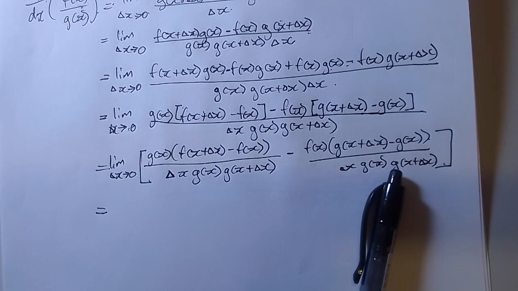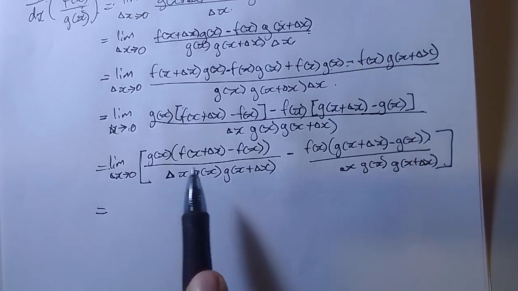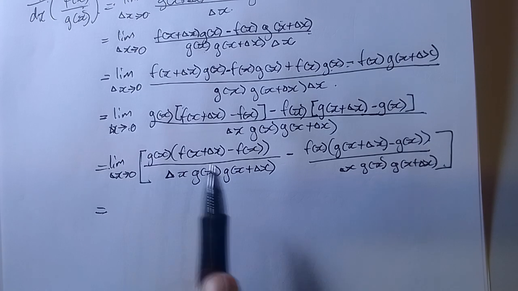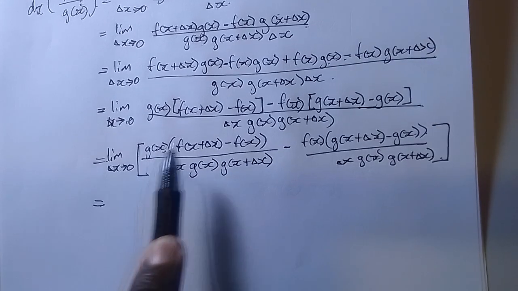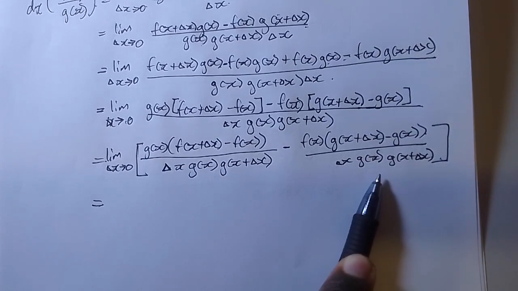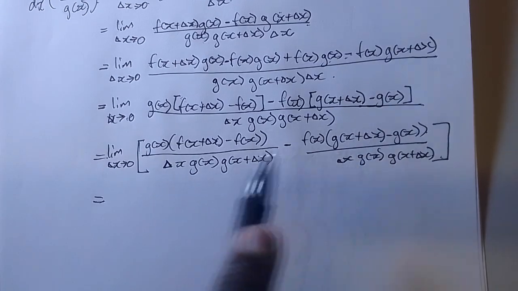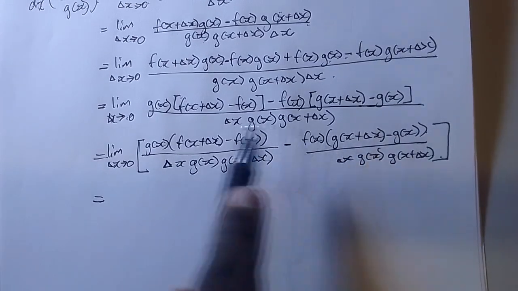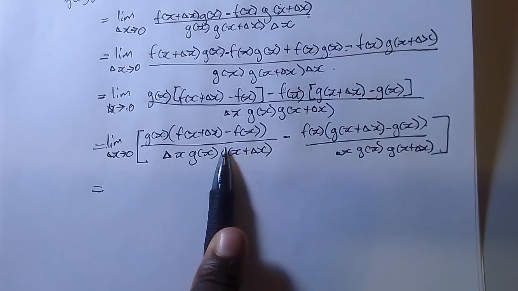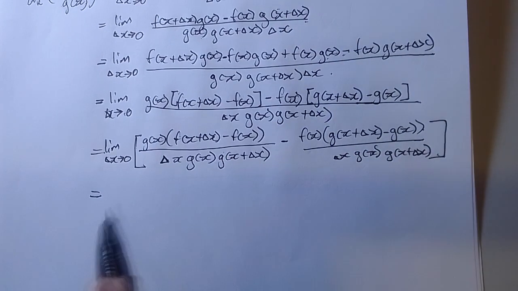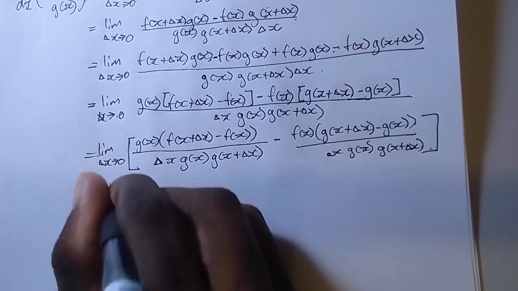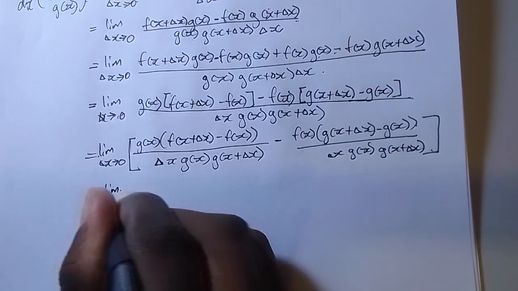Alright, now remember the limit laws. If you have the limit of a sum, it's the same as the sum of the limits. Okay, the limit of a sum is the same as the sum of the limits. So you can take the limit of this minus the limit of this as delta x approaches 0. So let's do that. We say limit as delta x approaches 0.